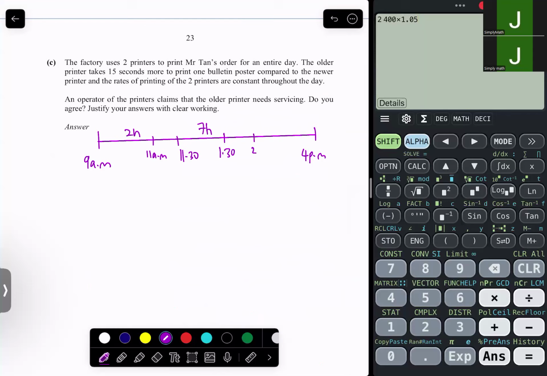Then take a break, 2 o'clock. 2 o'clock, print for another 2 hours. Okay, that will be 4 p.m. Right? 2 hours, 2 hours, 2 hours. So that means we'll print 6 hours in total for both machines. Okay, so 6 hours in total time.